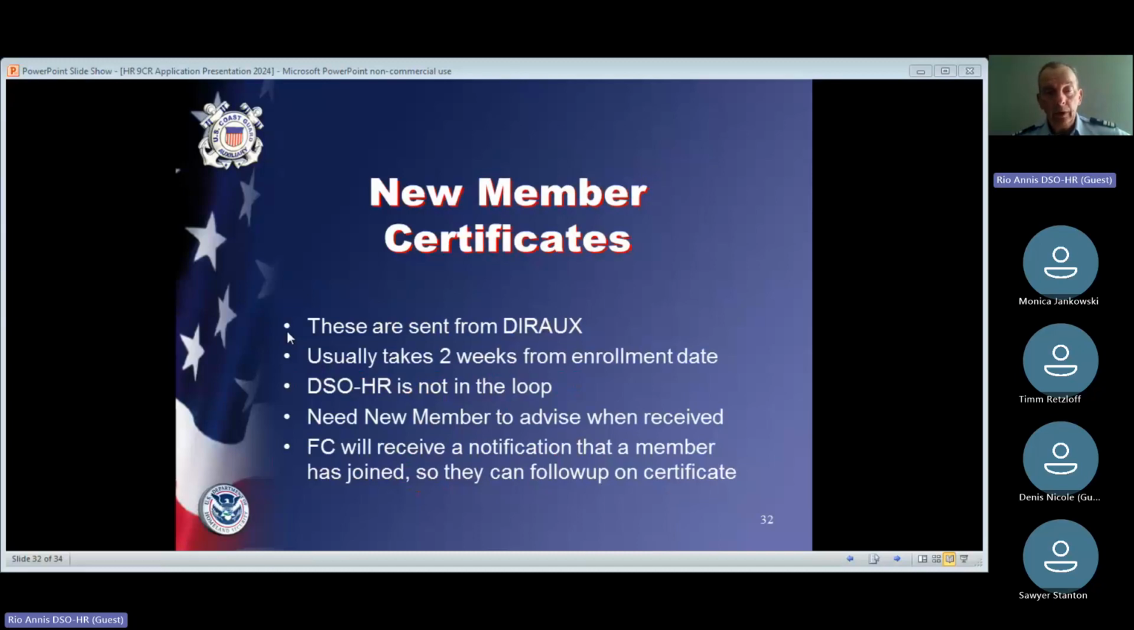So hopefully, flotilla commanders or the HR, you guys will stay on top of that when you have a new member and make sure that they got their certificate. If not, let me know, and I will work to get them a certificate sent. When a new member gets their notification that they are a new member and they have their ID number, the flotilla commanders are also copied on that notification.